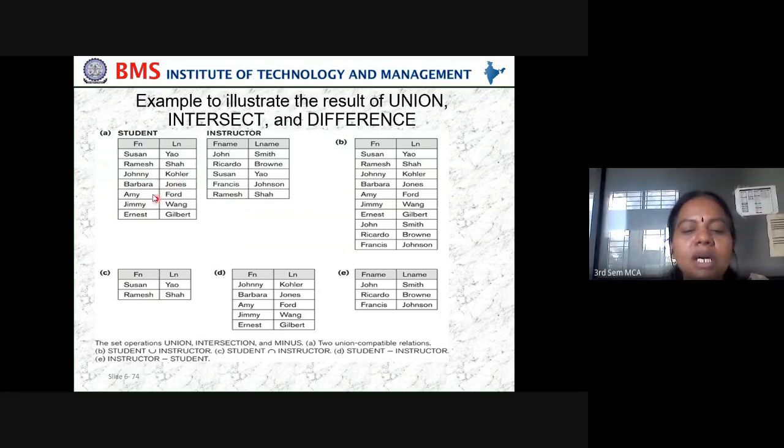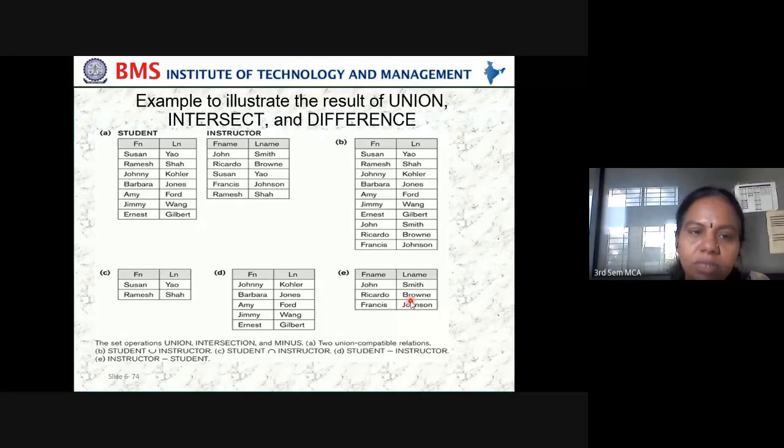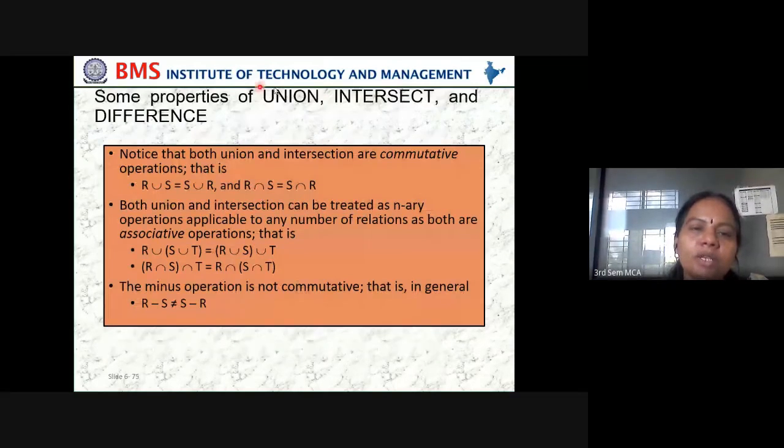And one more is the minus or difference. What is the difference? Student minus instructor. So all the elements which are present in student and which are not present in instructor, that is the resultant table of student minus instructor. And the reverse of that, that is instructor minus student, is the resultant of this table. So then some properties of union, intersection and difference. Notice that both union and intersection are common.